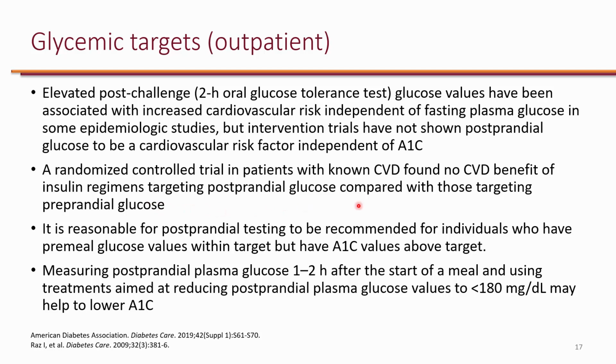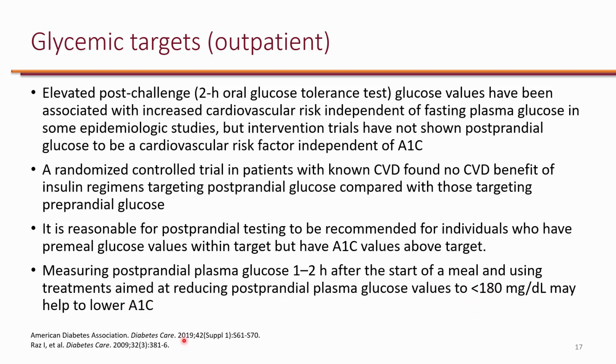So therefore, ADA says it is reasonable for postprandial testing to be recommended for individuals who have pre-meal glucose values within the target but have A1C values above target. Measuring postprandial plasma glucose 1 to 2 hours after the start of the meal and using treatments aimed at reducing postprandial plasma glucose to less than 180 may help lower A1C.